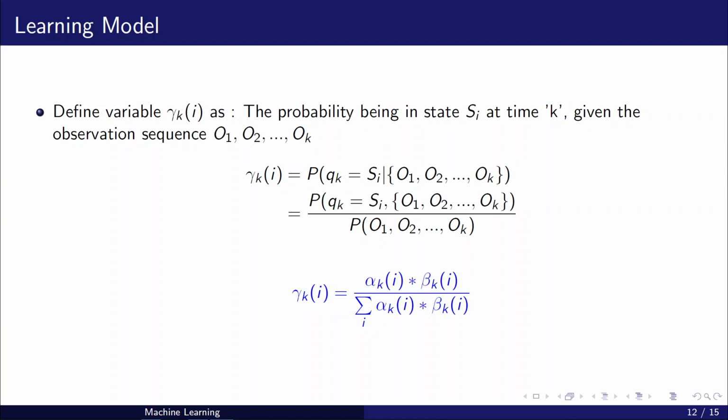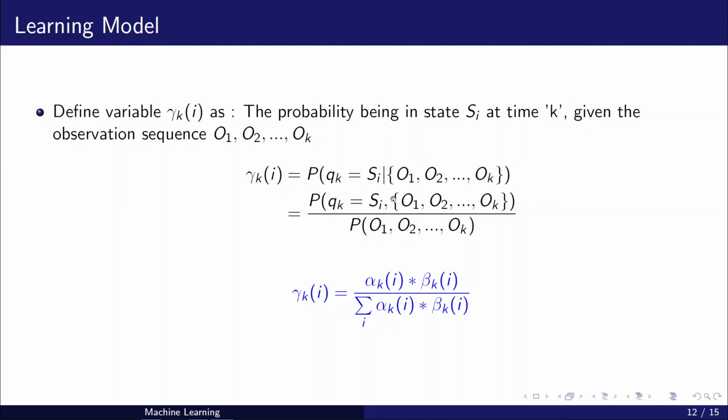Now define another variable gamma k i, which is the probability of being in state si at time k given the observation sequence O1, O2, etc. That is the probability of qk equal to si given O1, O2, etc. It can also be written in the same format we have seen before: the probability of qk equal to si, comma O1, O2, etc., divided by the probability of O1, O2, etc. Here gamma k i can be written using the concept of the forward and backward algorithm.